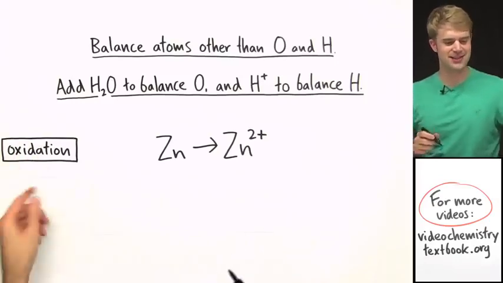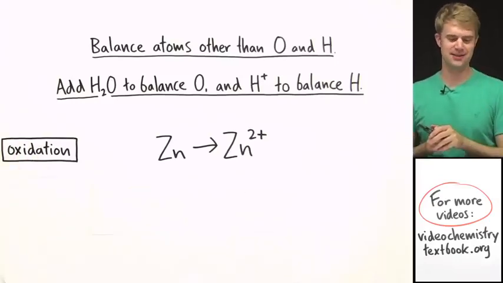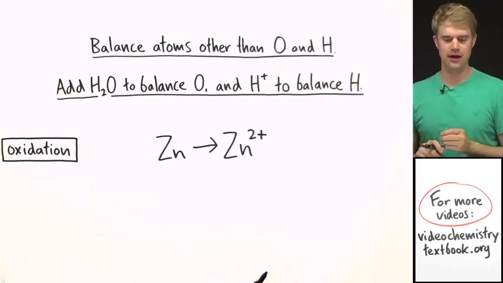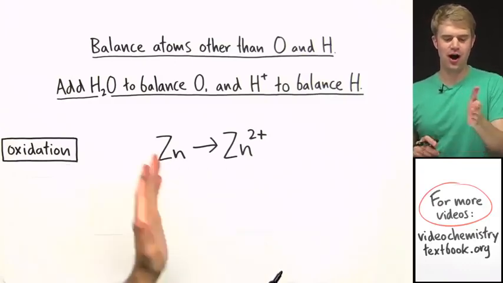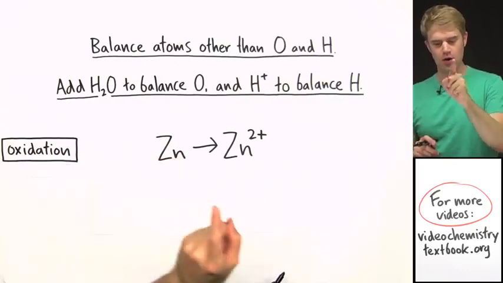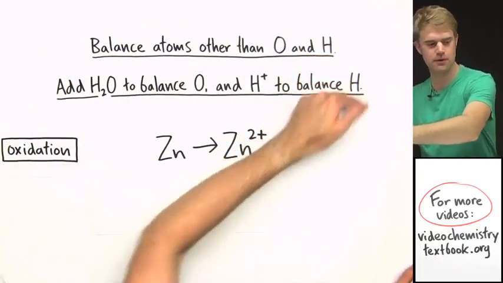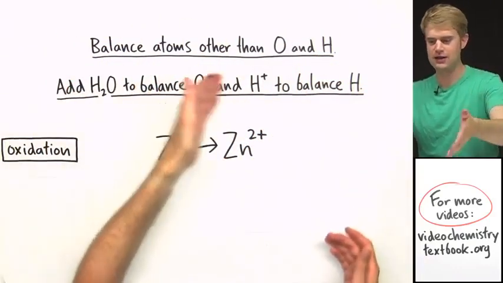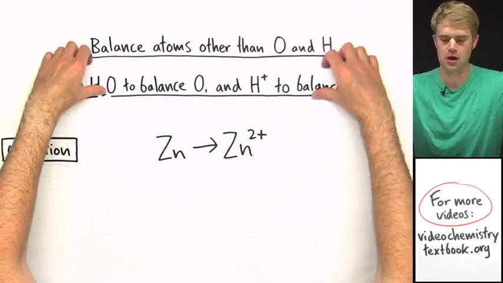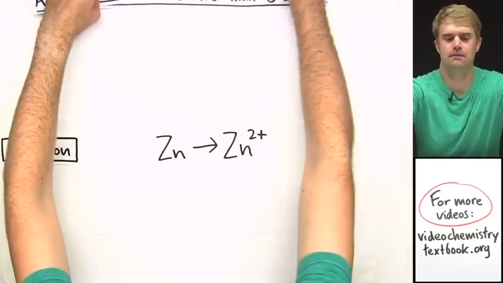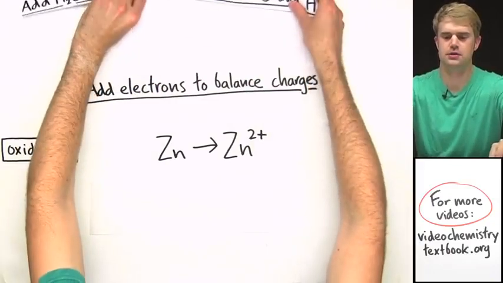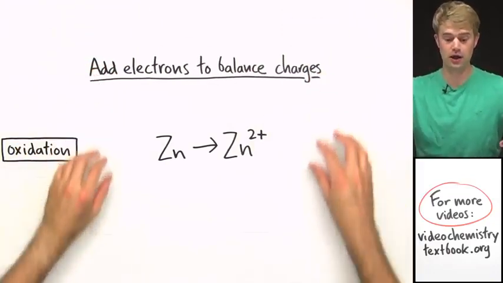Balancing the atoms for the oxidation half reaction is going to be pretty easy, because all I have is 1 element here, and I have 1 atom of each on both sides. 1 zinc here, 1 zinc here. So I don't have to worry about balancing the atoms other than oxygen and hydrogen, and I don't have to do any of this stuff with oxygen and hydrogen because I don't have those. So I can skip right ahead to adding electrons to balance the charges. We are going to have to do this.